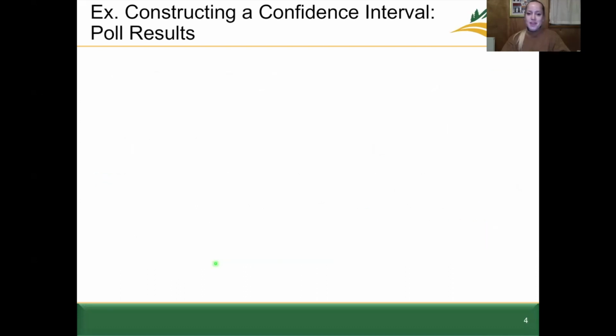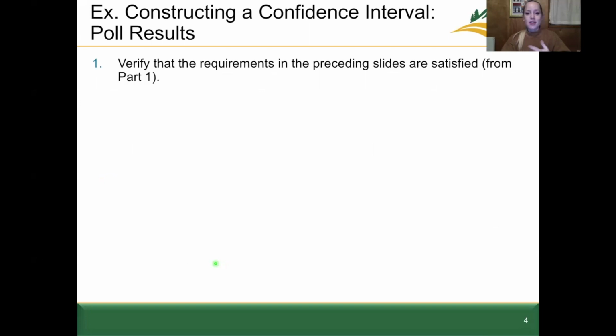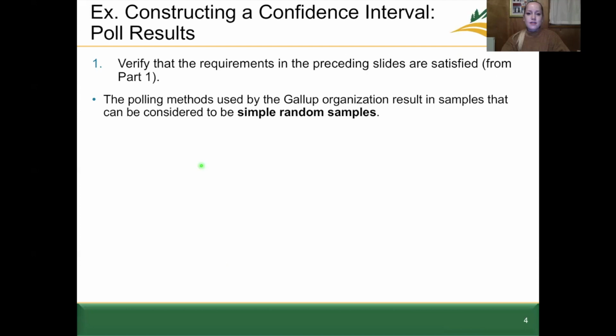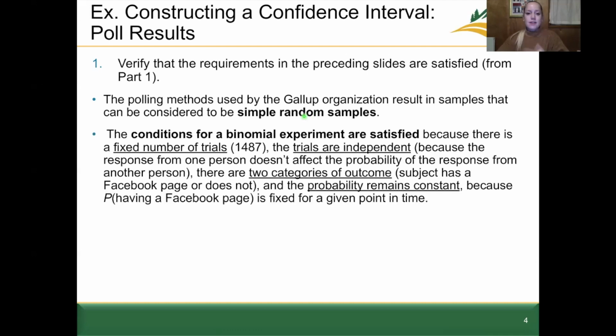Step number 1 in working with confidence intervals, which also goes back to part 1, is that we need to verify that all of those requirements are satisfied. One requirement is that the polling methods used result in samples that can be considered simple random samples. We wouldn't want to go to the Facebook headquarters, for example, and poll 1,400 or so adults there, right? That would be considered a biased, non-random sample. The next requirement is: do we satisfy the conditions for a binomial experiment or a binomial distribution? Let's talk through each one of these.